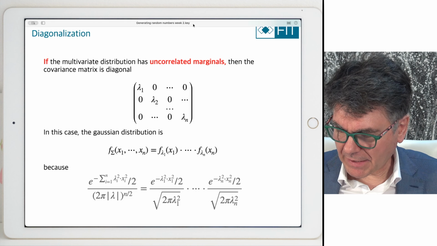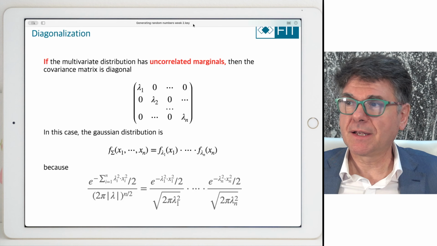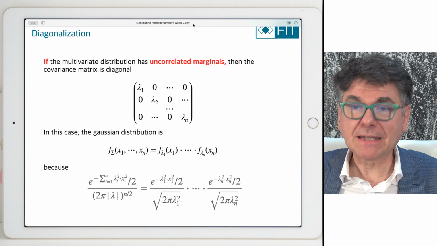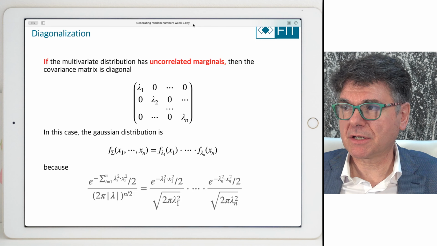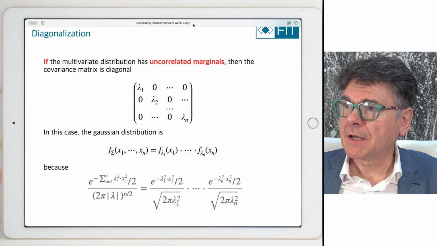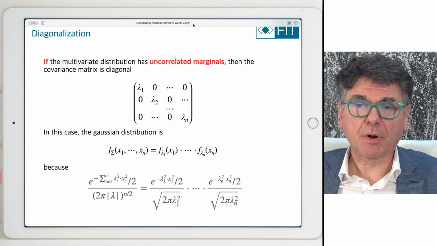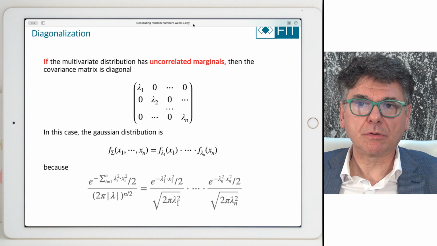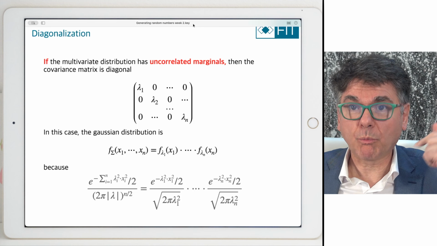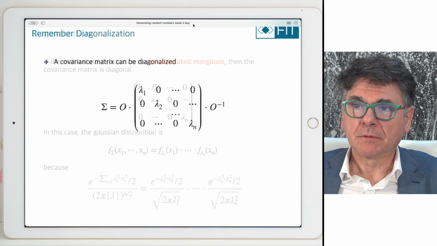In the case of the Gaussian with uncorrelated marginals, at least one aspect of the calculation is done. Okay. Now, the problem boils down to doing Monte Carlo for a Gaussian in dimension 1. We'll go back to dimension 1.